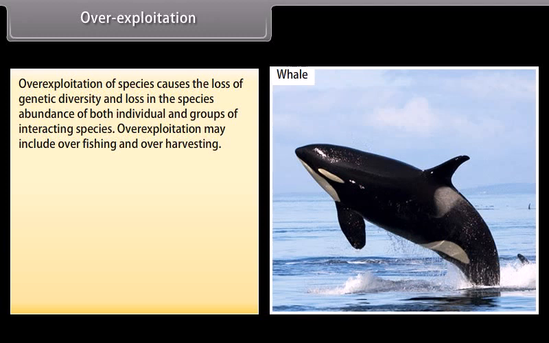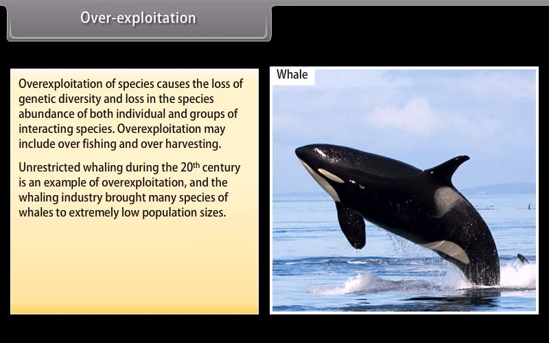Over-exploitation of species causes the loss of genetic diversity and loss in the species abundance of both individual and groups of interacting species. Over-exploitation may include overfishing and over-harvesting. Unrestricted whaling during the 20th century is an example of over-exploitation, and the whaling industry brought many species of whales to extremely low population sizes.